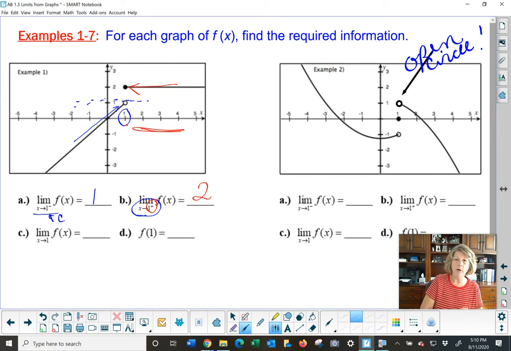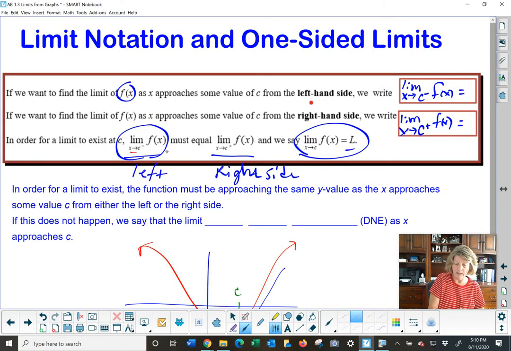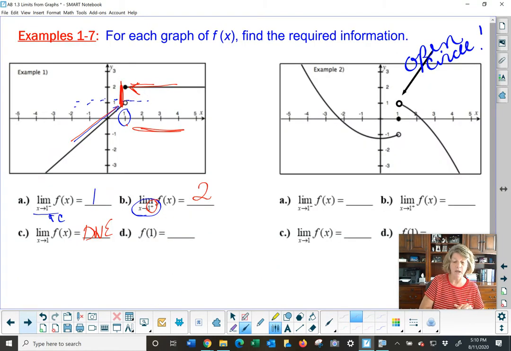The limit as we approach 1, well, my fingers, if I were to follow them, notice that there's a gap between here, right? They are not coming together at all. This is a DNE. The left side does not equal the right side, which has to be the case. These must be equal. From the left of c and the right of c must be equal in order to say that the limit exists. And in this particular case, we do not have the left and the right side agreeing.